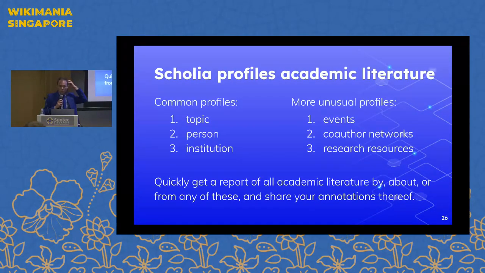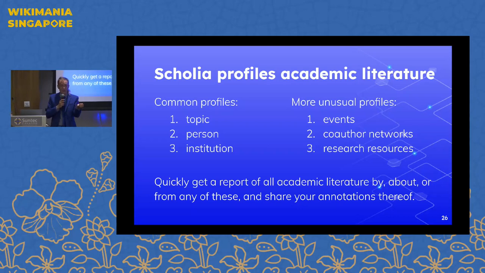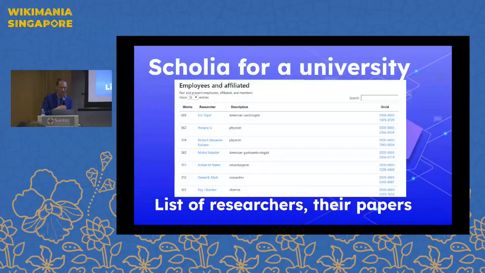So what can you do with these Scholia profiles? Common profiles, you can search for topics, get a list of papers by the topics. You can search for an individual researcher. If you think that you're interested in the kind of things that they're publishing, get the list of papers that they've published. If you find that a researcher is at a particular institution, like a university, maybe that person has colleagues and you'd like access to their papers or would like to know what's coming out of the university. Scholia can do all of these things. Let's look at a few demos.